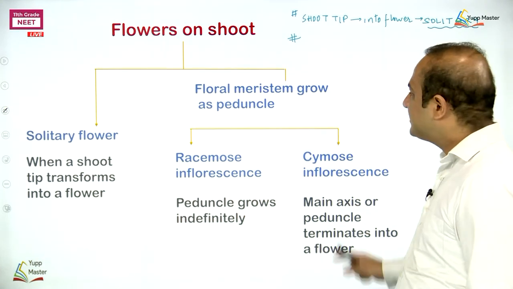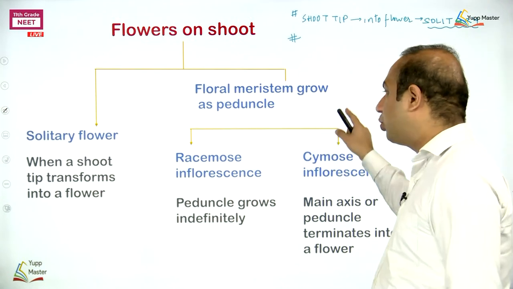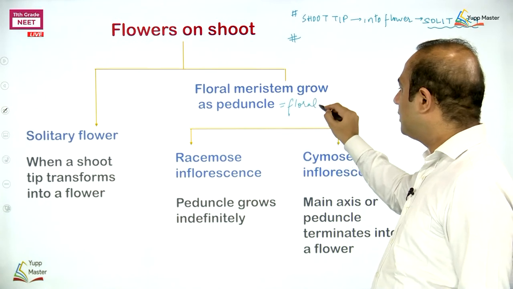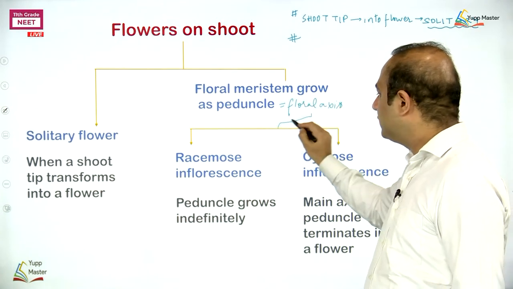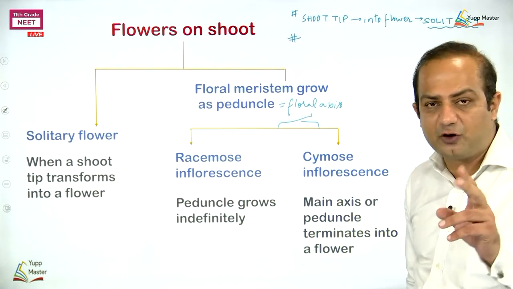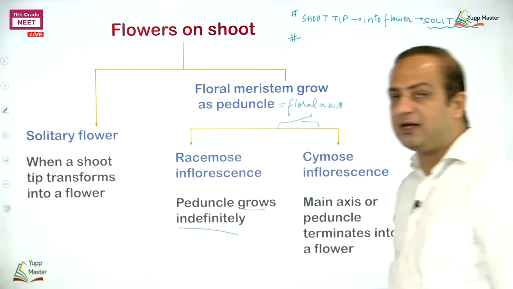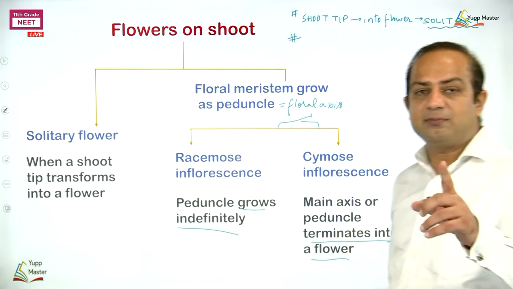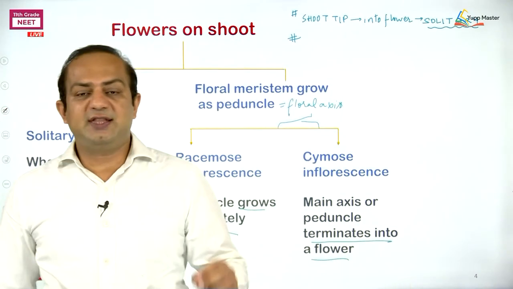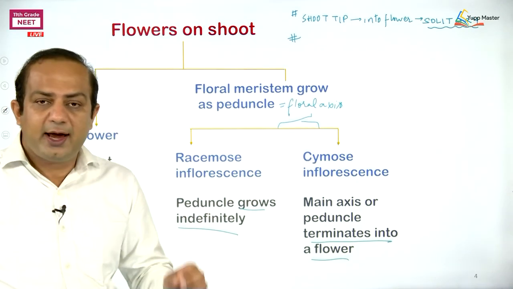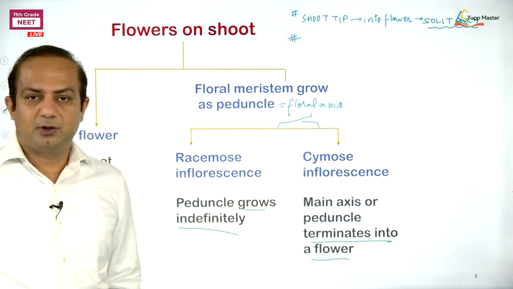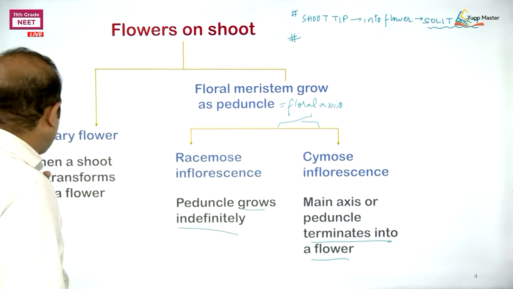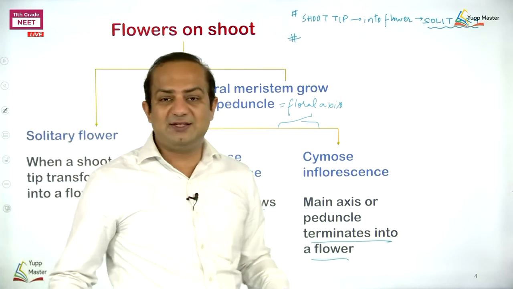The second case: the floral meristem grows as peduncle, meaning the floral axis is made. The floral axis can be in two different forms: growing indefinitely, or growing definitely, meaning it terminates into a flower. Similar to what I have told you, it is necessary to understand the common and the different words. What is common between the word cymose and solitary flower? What is common between these two?